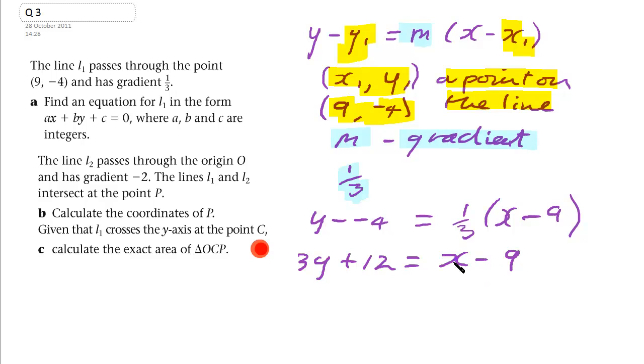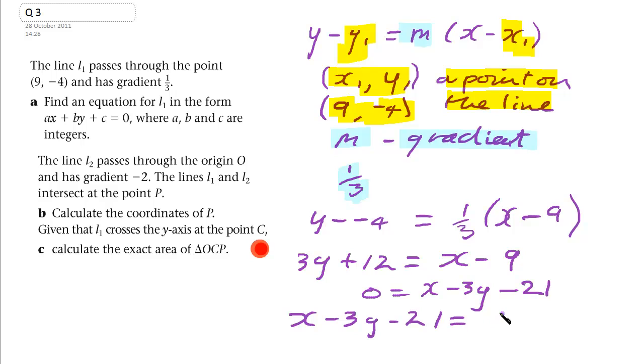Now I'm going to write it all out on the right hand side. I'm going to get x, because I like to keep x positive, minus 3y. Take away 12 from both sides. Minus 12 from 9 gives minus 21. And I better write it how they've got it. So we've got x minus 3y minus 21 equals 0. A is the number of x's, which is 1. B is minus 3, the number of y's, and C is minus 21, although the question doesn't really ask us for that.